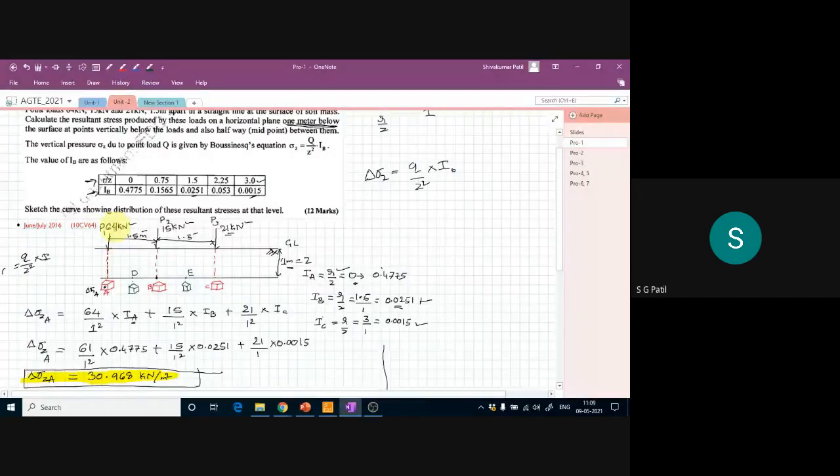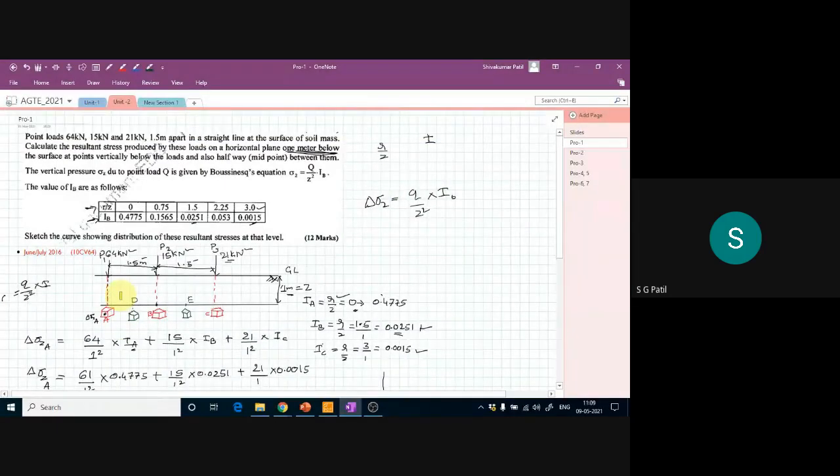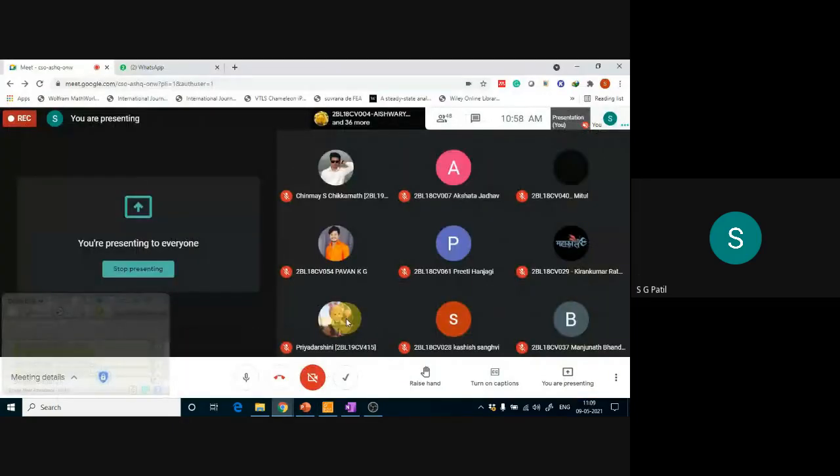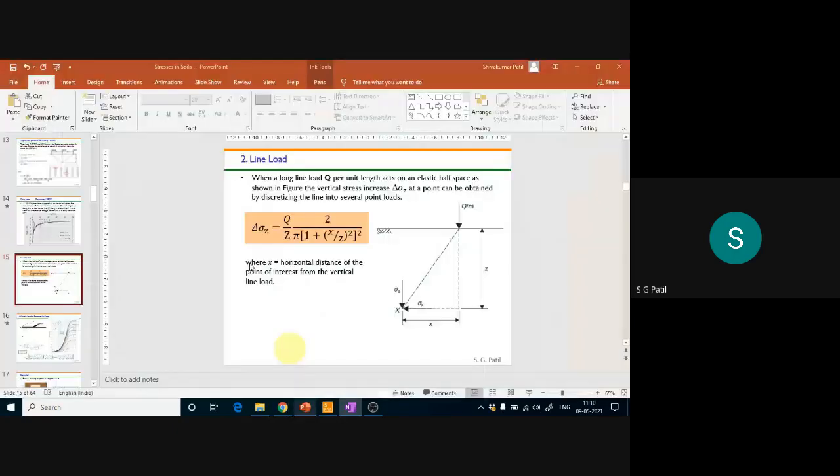So the only thing is where you are calculating and what is the R by Z ratio for that particular load at that point. Understood that, then it will be straightforward. Okay. Shall I continue? Any doubts are there in here? No doubt? Okay. So I will go back to my PPT here.